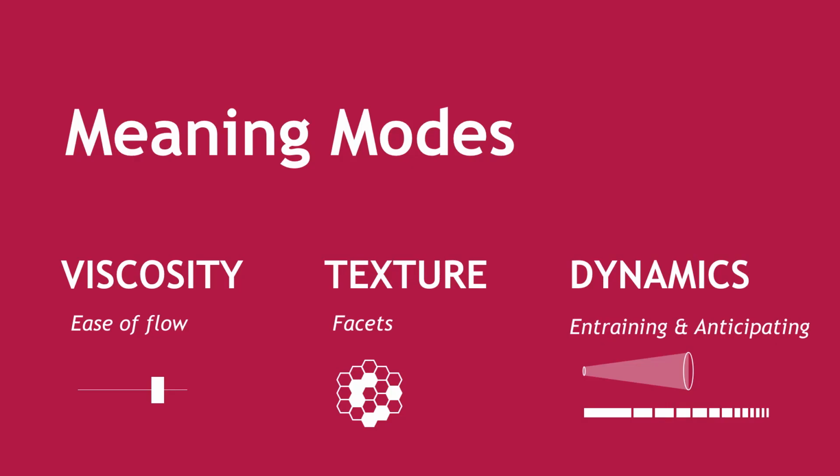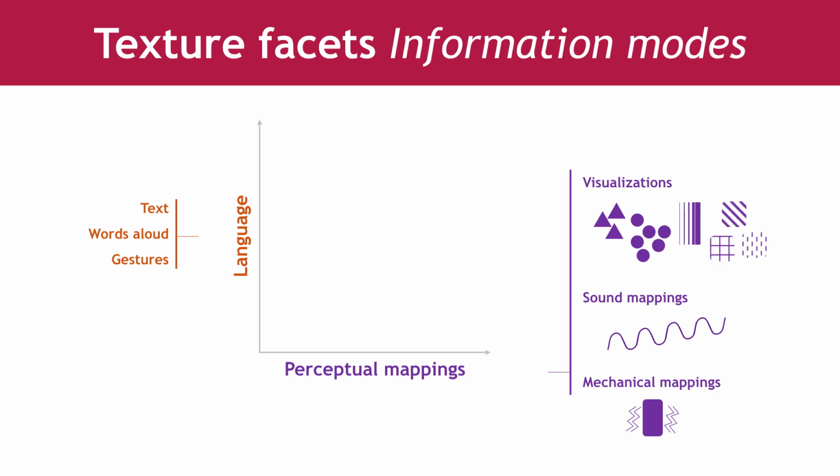The next aspect of meaning modes I like to talk about is called texture. And we already looked at this. We looked at some of the forms that language can take. We looked at some of the perceptual information we can use in our designs. And that's about the information mode, how the information manifests in our design.